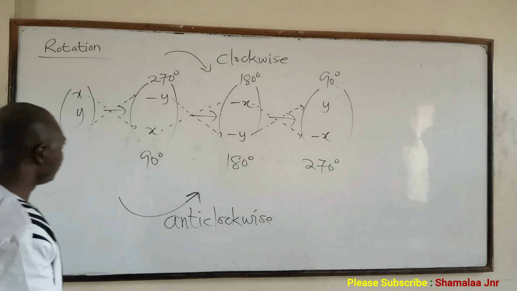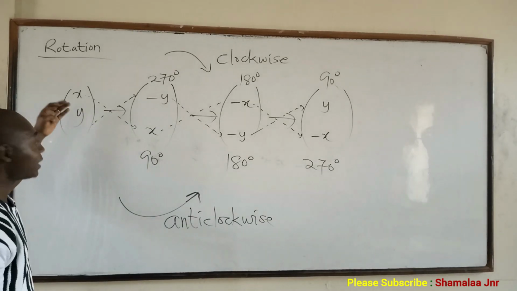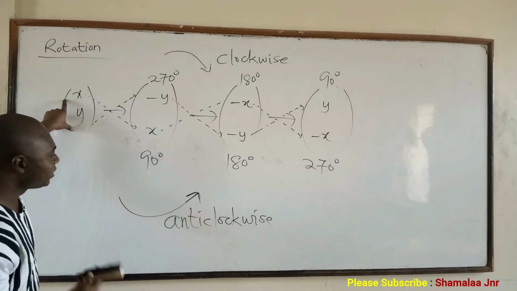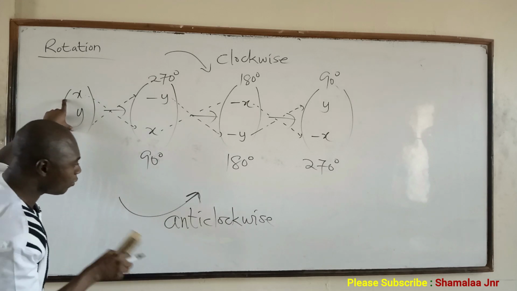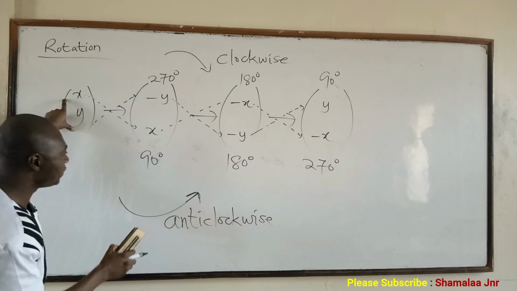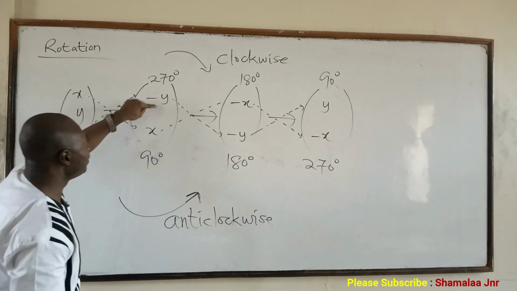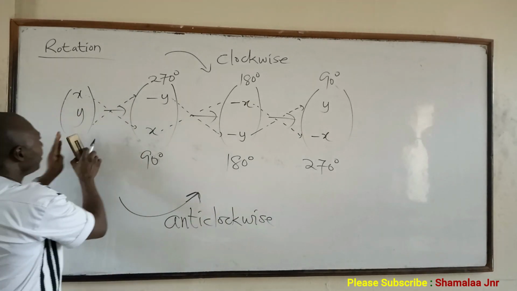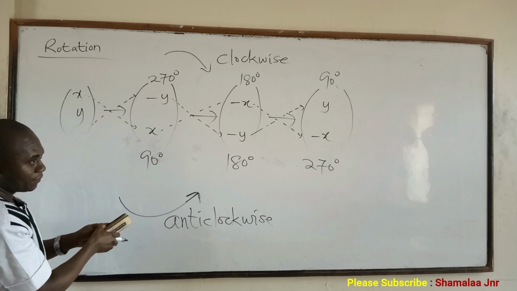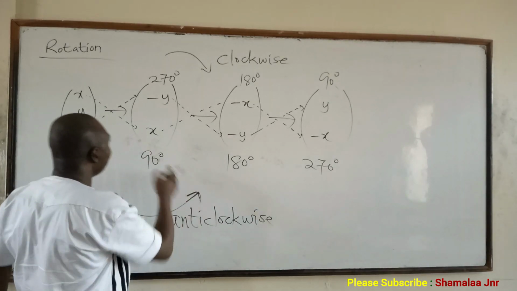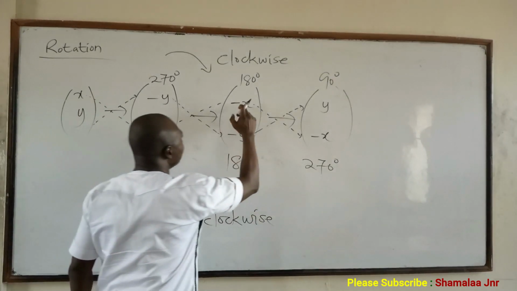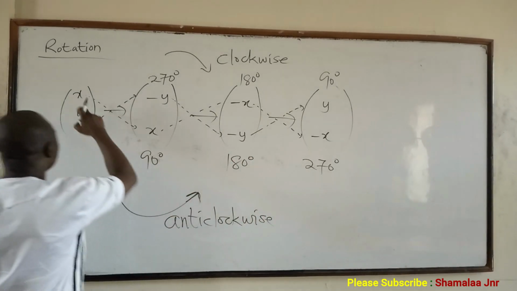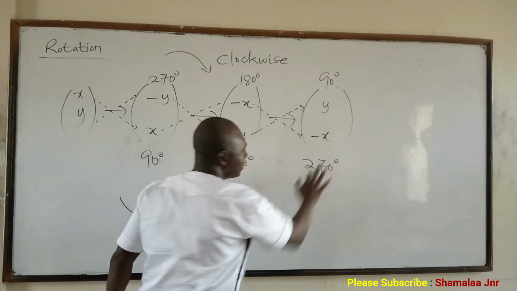So viewers, when you have a point (x, y) and you're asked to rotate it anti-clockwise through 90 degrees, then it will be (-y, x). This is the formula you are going to use. You are going to say (x, y) maps onto (-y, x). If it is through 180 degrees, you say (x, y) maps onto (-x, -y). If it is anti-clockwise 270, (x, y) maps onto (y, -x).